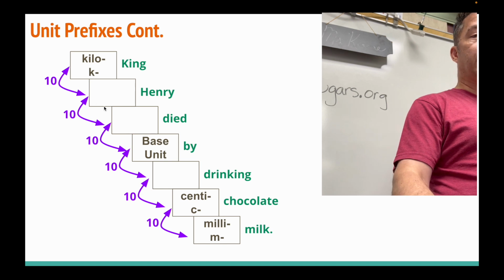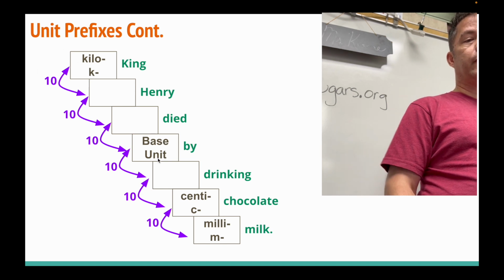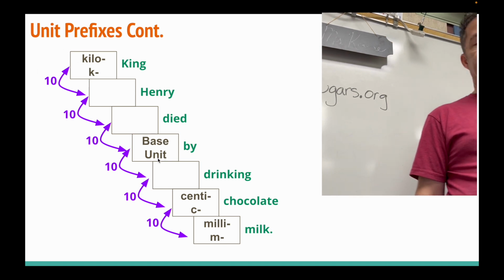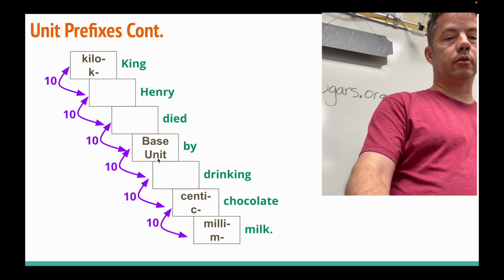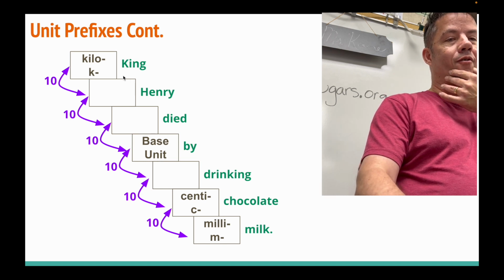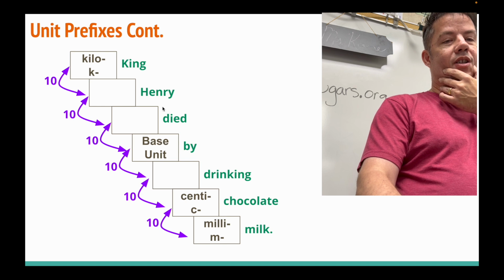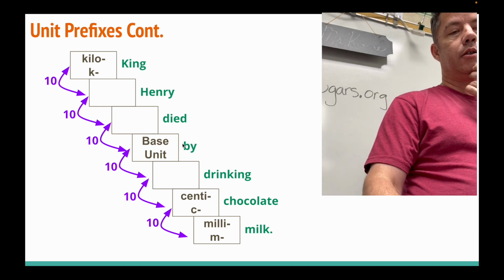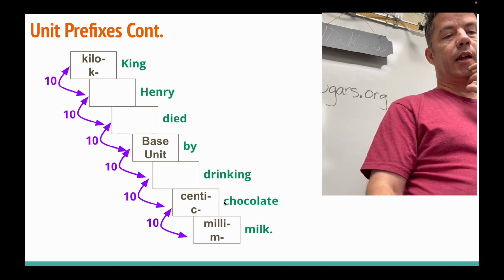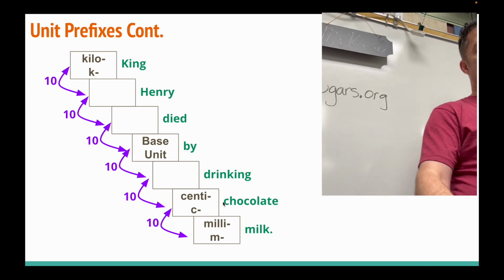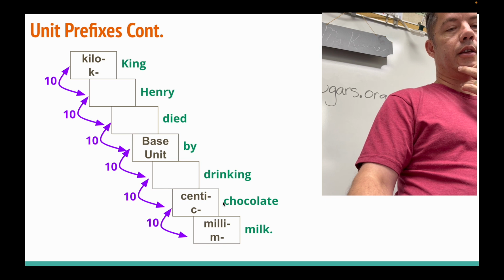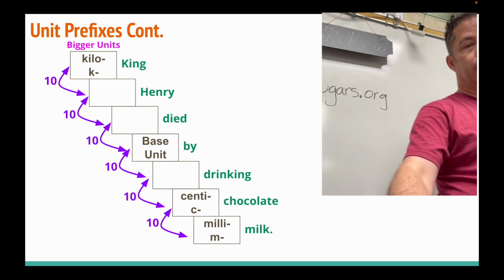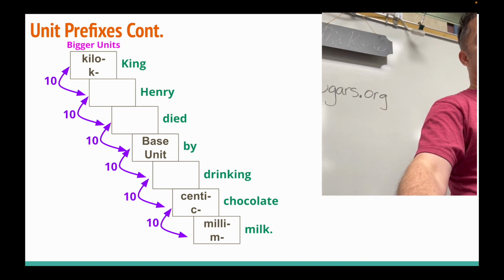Or if we go down, if we start at the top and we go down, each step is divided by 10, 10 times smaller. So if we start at kilo, divide by 10, divide by 10, divide by 10, will give us our base unit. Divide by 10, divide by 10, which would give us our centi, and then divide by 10 again would give us our milli. Bottom line is kilo is big.